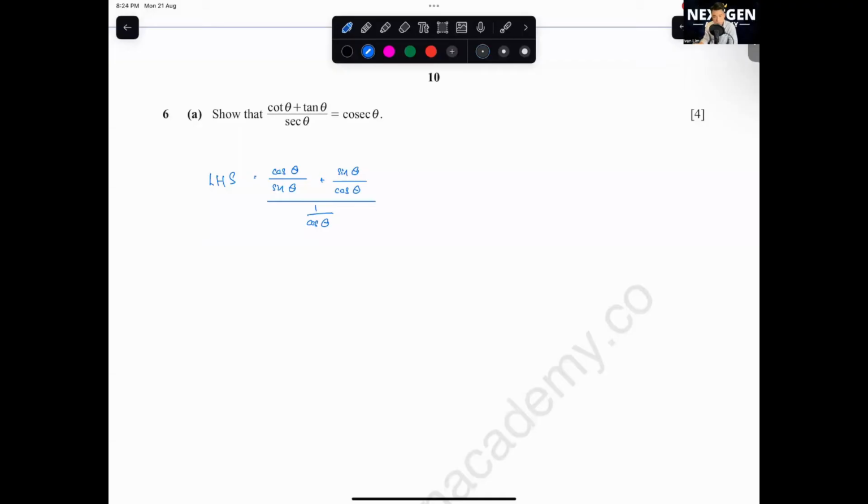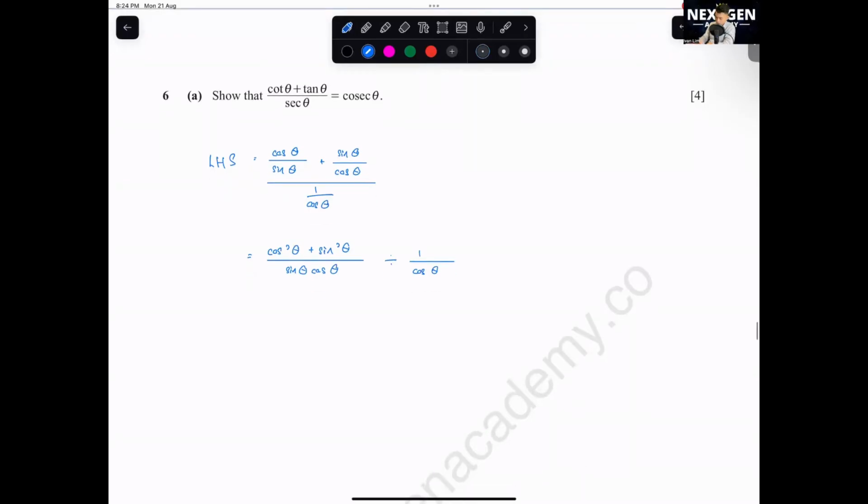How do I know? Sometimes you just try any. So what I want to do here is join this together to be one fraction. Here I'm going to multiply by cos theta over cos theta, here by sine theta over sine theta. So you will get cos squared theta plus sine squared theta over sine theta cos theta. Then you divide by this. To make it not so complicated, you write it as divide by 1 over cos theta, because you don't want so many layers. Too many layers, later very complicated for you to see.